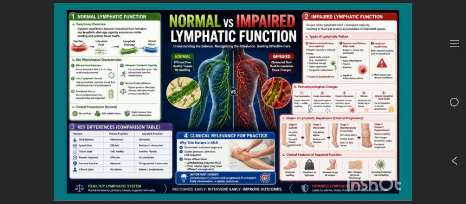In a healthy state, the lymphatic system maintains a dynamic equilibrium between interstitial fluid formation from capillary filtration. Secondly, lymphatic drainage capacity.